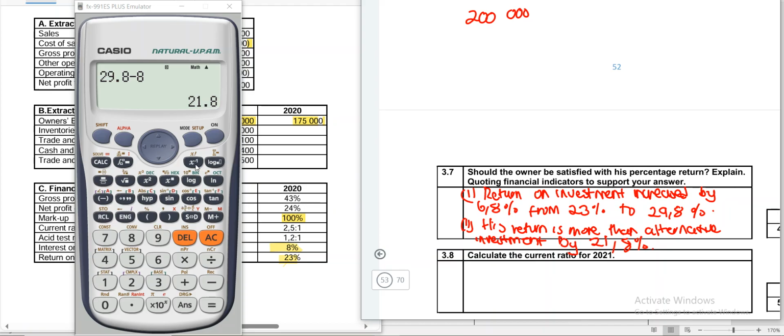Okay, and then the next one, they're saying that we need to calculate current ratio. Remember, the formula for current ratio says that we are comparing our current assets to current liabilities, right?